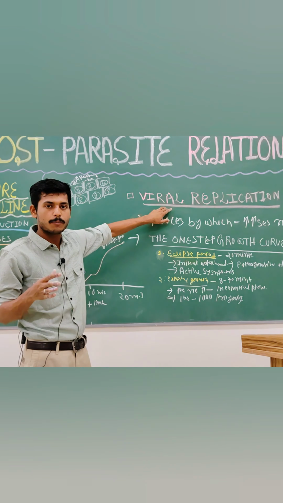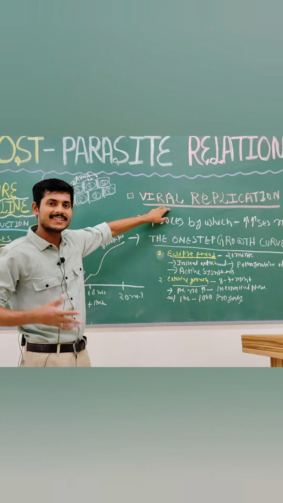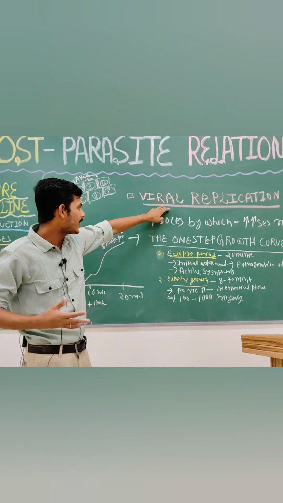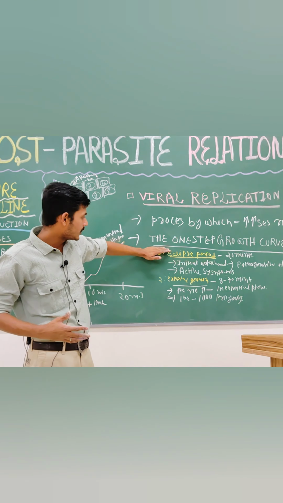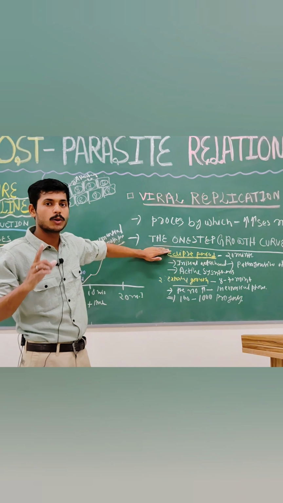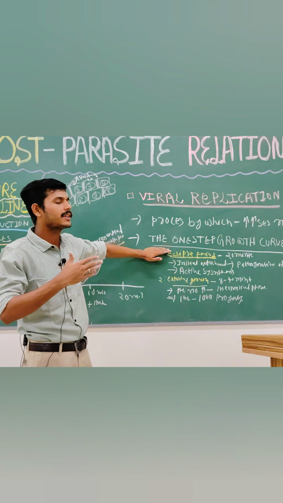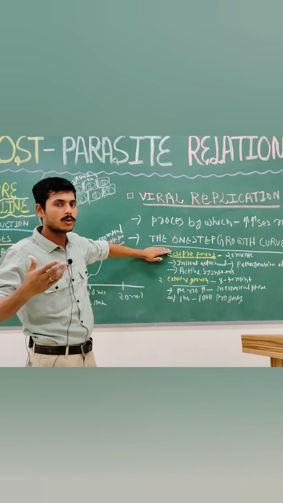Viral replication is the process by which viruses increase their progeny, their number. Okay, and this viral replication is easily understood by the one-step growth curve. Okay, the virus replication follows the one-step growth curve.